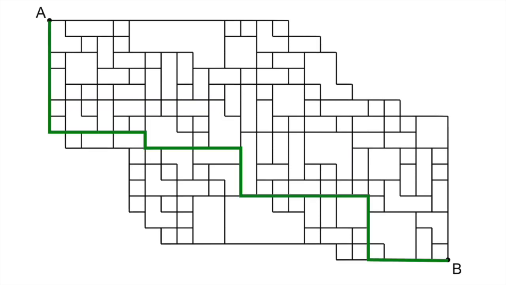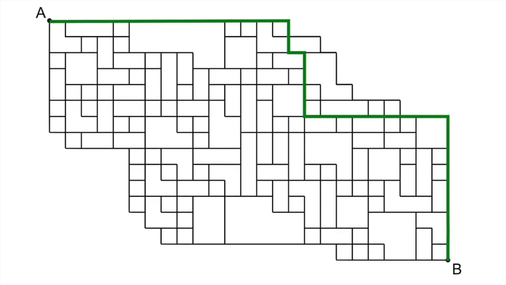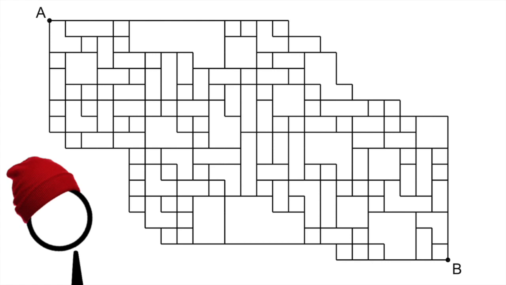Here's one way, here's another way, here's another way, here's another, and another. There are many, many, many ways. But how many? How many different ways are there? That seems like a really, really hard problem. But actually, it's not. Actually, it's really easy, once you know the trick.